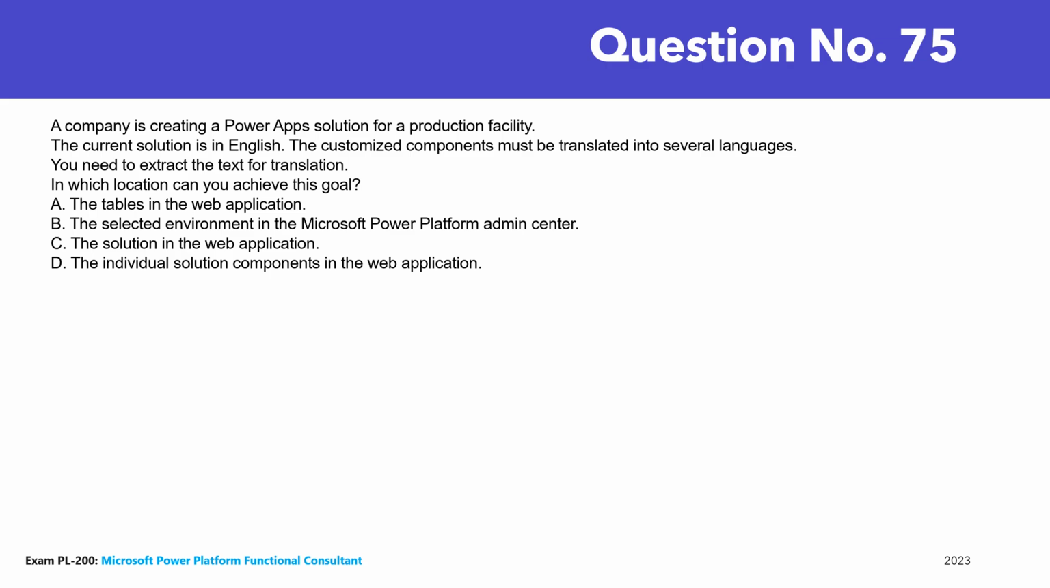A company is creating a Power Apps solution for a production facility. The current solution is in English. The customized components must be translated into several languages. You need to extract the text for translation. In which location can you achieve this goal?